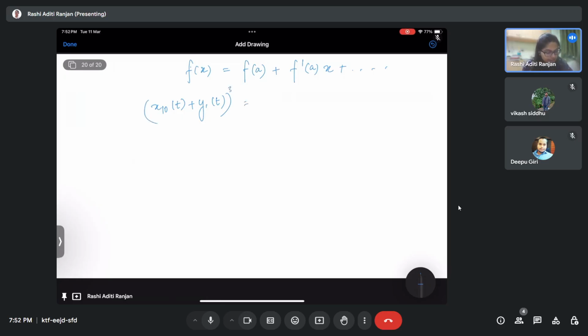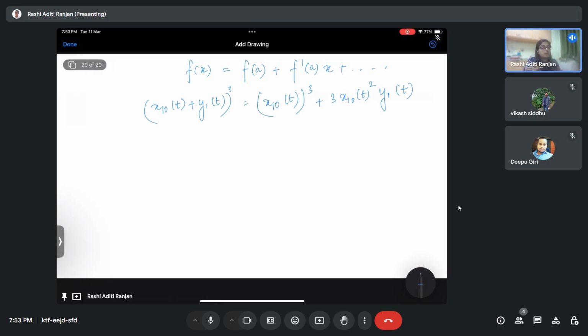I will write it as, okay, I want this expansion around what? x10. So I'll have f of, sorry, this will be nothing but x10 of t cube plus the differentiation. So the differentiation of cube is going to be what? 3x square, 3 x10 of t square into y1 of t. Okay, this is what is going to be my expansion.